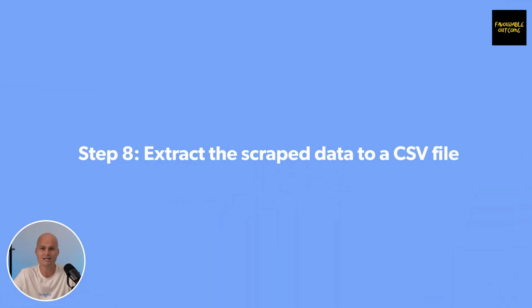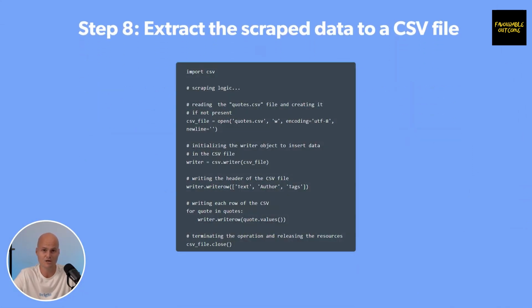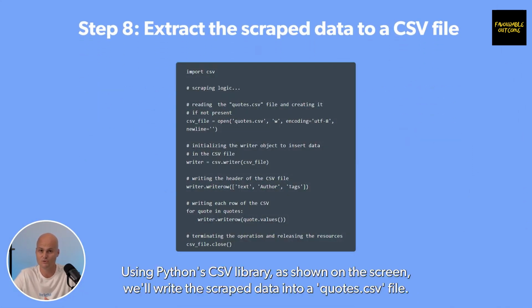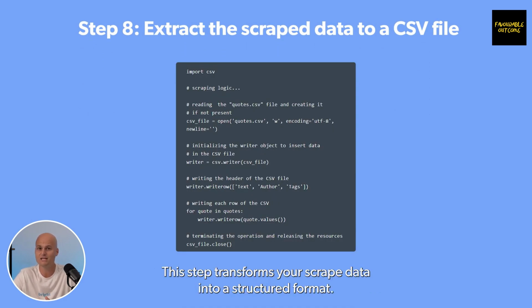Step 8, export the scraped data to a CSV file. Using the Python CSV library as shown on the screen, we'll write the scraped data into a quotes.csv file. This step transforms your scraped data into a structured format.